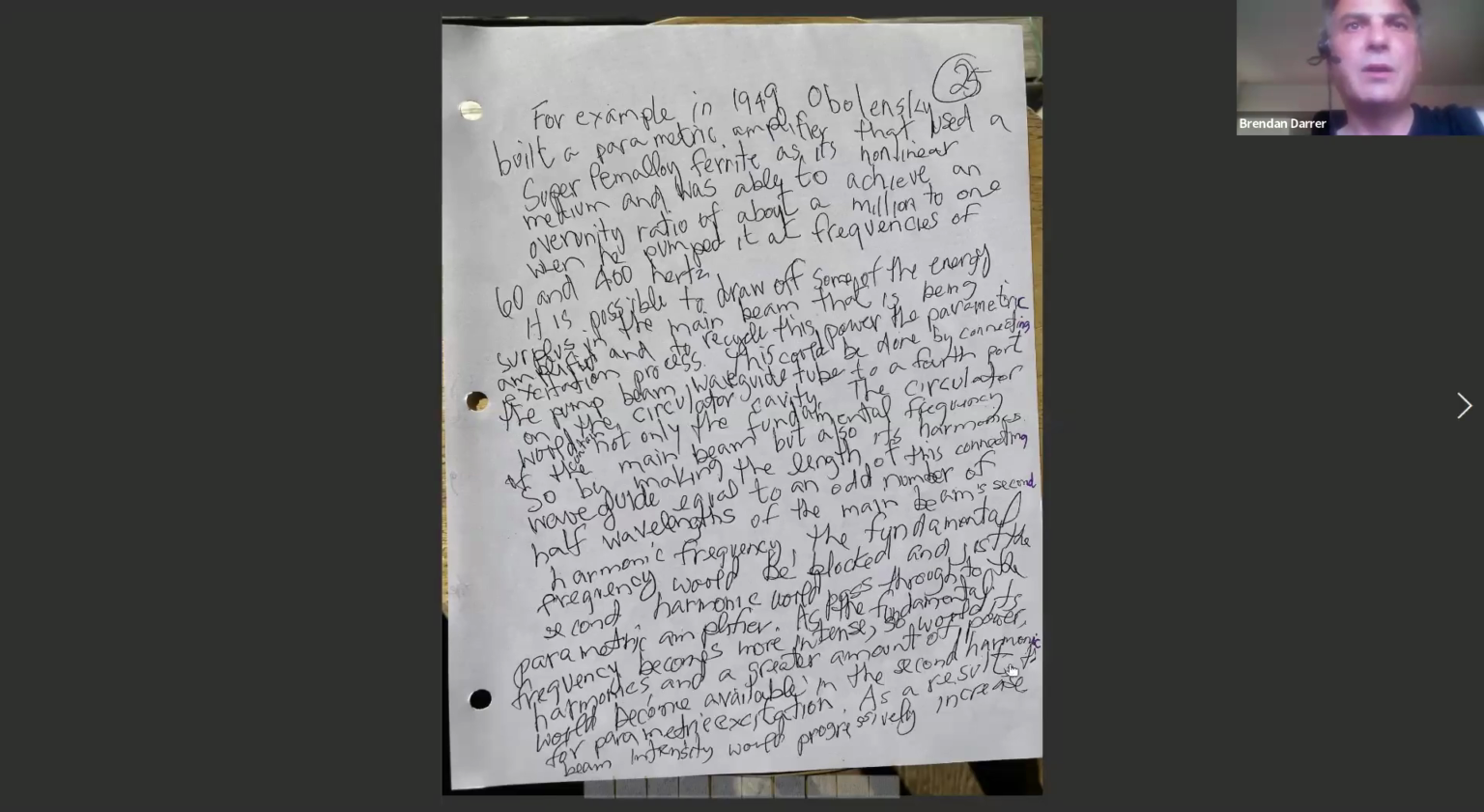As a result, its beam intensity will progressively increase.